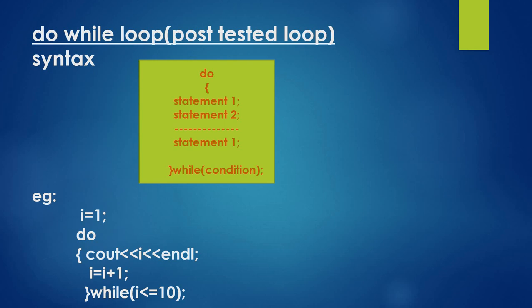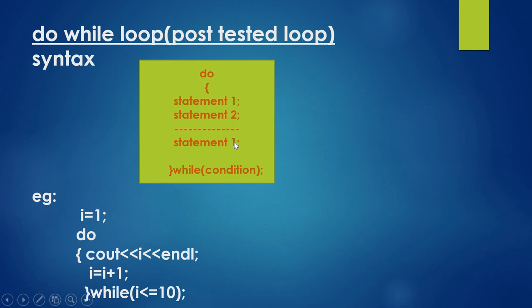The next iteration statement is the do while loop. Do while loop is known as a post-tested loop. It is known as a post-tested loop because in the do while loop, the condition is checked at the end of the loop. That is, after executing the statements, it checks the condition.